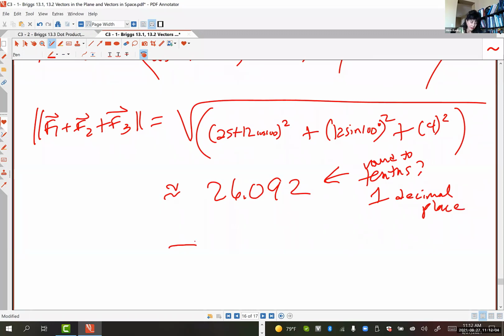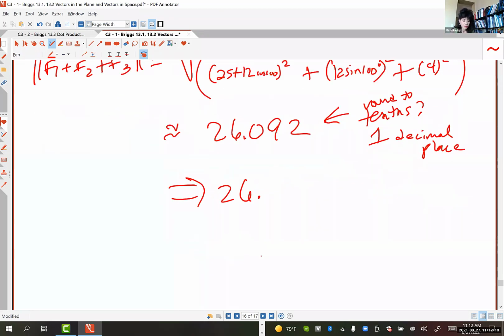So if I were to round this to one decimal place, I get 26 point what? 1. And then I need units. Are my units pounds, miles, meters, square inches? Newtons, right? Newtons, good. Big N, short for newtons. And I'm done with this problem.